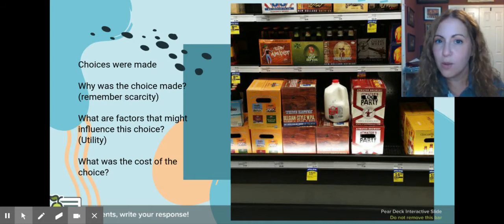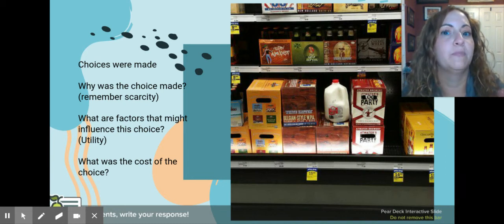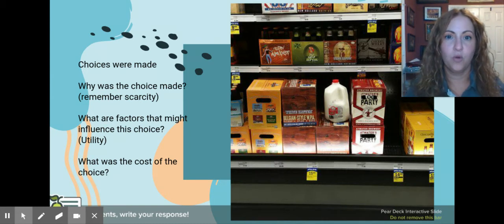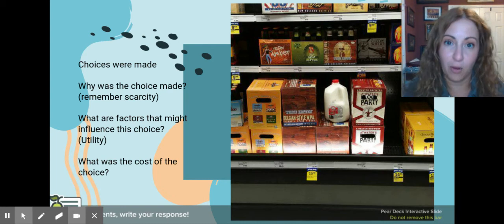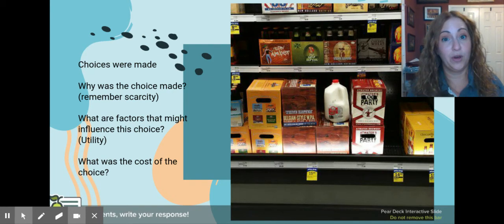So why was the choice made? And don't think it's because people like beer. No. Remember, scarcity. Why was a choice made at all? Why couldn't they have had both? I want you to think about it. Maybe they don't have enough money for both. Maybe their room in the fridge is scarce and they only have room for one or the other.